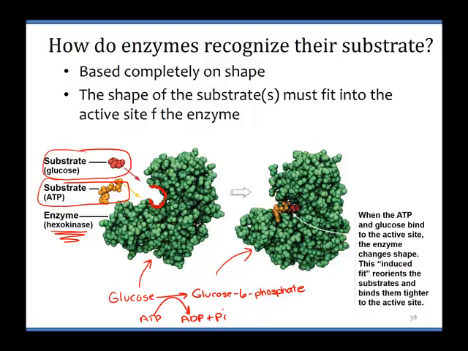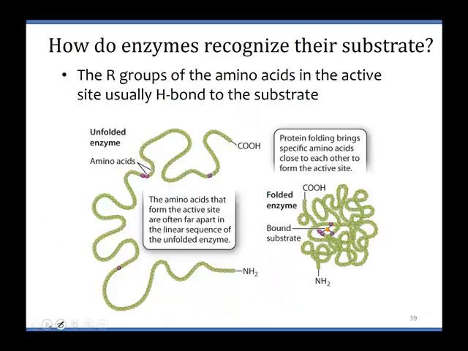So the shape of the substrates must fit into the active site of the enzyme. And that's how enzymes recognize their substrates. Everybody has a unique shape. So this is what the active site of an enzyme actually looks like before it's folded and after it's folded. So here we have the primary structure. Remember, our protein structure is primary, secondary, tertiary, quaternary, and primary structure is simply the line of amino acids all linked together. This denotes one end and this denotes the other end of the protein.